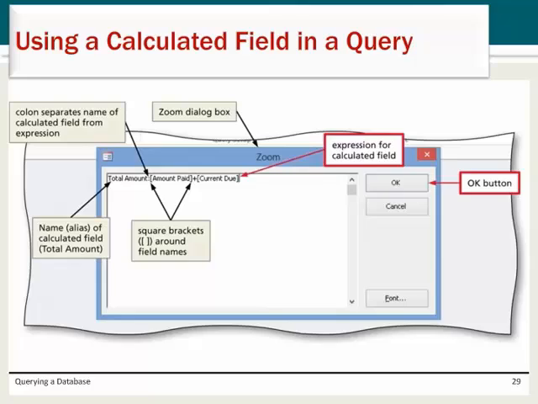Press and hold or right-click the field row next to the Current Due field in the Design grid to display a shortcut menu. Tap or click Zoom on the shortcut menu to display the Zoom dialog box. Type the calculation in the Zoom dialog box as shown on this slide. Tap or click the OK button located in the Zoom dialog box to enter the expression. Then, run the query. The results should look like those in Figure 266.